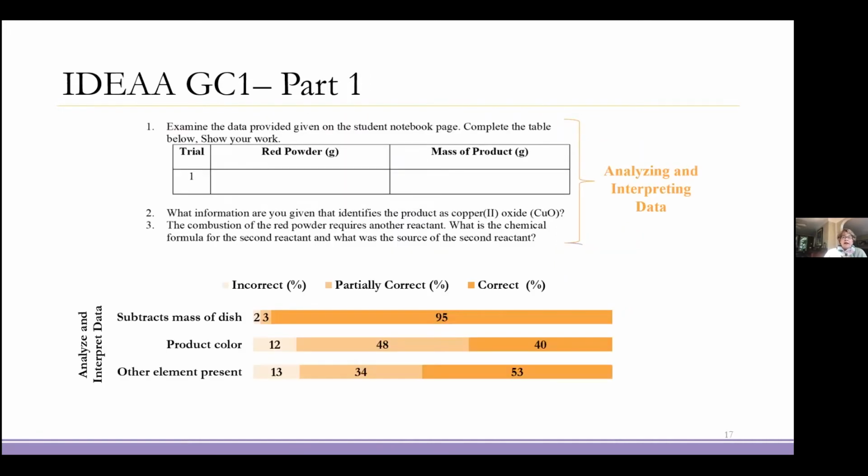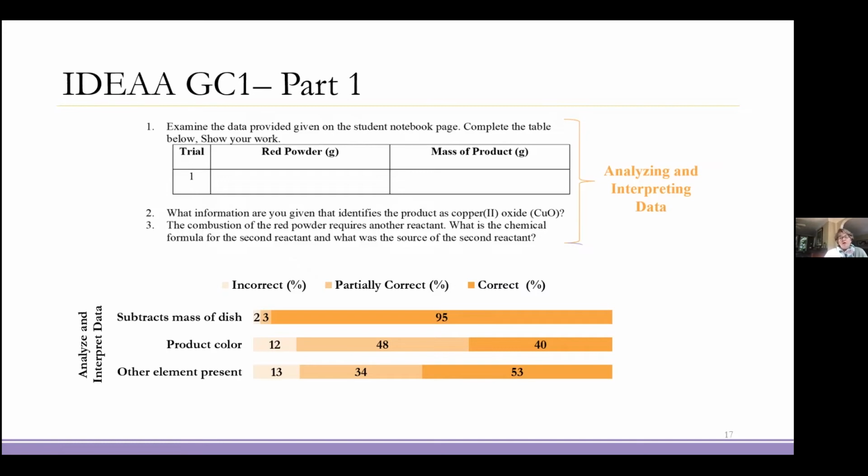So part 1, analyzing and interpreting data. They all managed to subtract the dish. And real quickly, one of the things, this is not a multiple choice exam. So we had a rubric and we had incorrect, correct, and partially correct. And I think this is very important in terms of understanding what students do. We have them write out answers. And so you don't want to just say right and wrong. There's stuff that's in between there. So we had a rubric that included a partially correct.